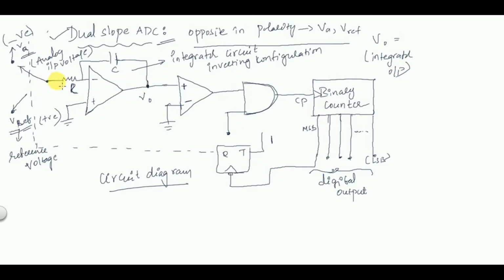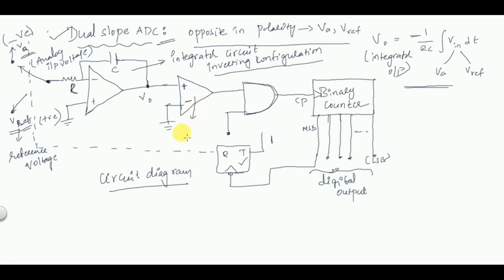Whatever may be the input, here you are using a switch. The integrator input may be either VA or V reference depending on the value of T, which I will explain later. So V0 is equal to minus 1 by RC integral of V in dt. This V in may be either VA or V reference, depending on time. This is the integrator operation and its output equation, with the minus sign because it is in inverting configuration.